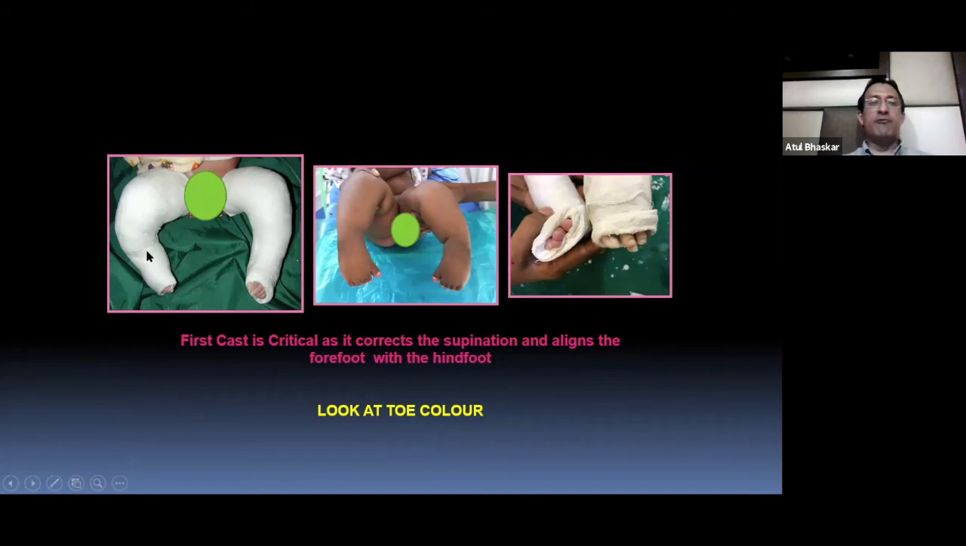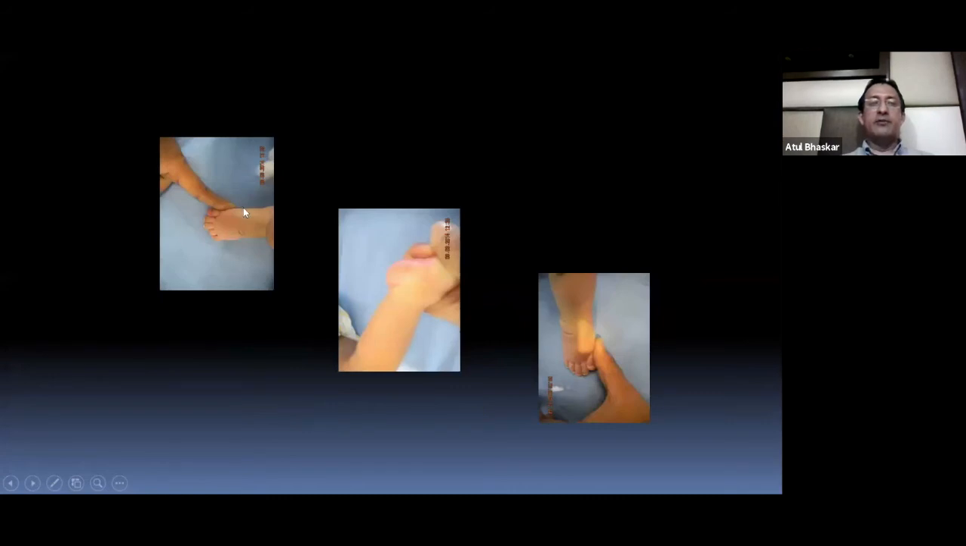The common question is, why do you flex it? Because the cast doesn't slip, and secondly, you want to relax the gastrosoleus. That's why you don't put a below-knee plaster. Again, when you put the plaster, always look at the toes. Make sure your plaster goes right up to the IP joint so that you're able to stretch the toes as well. And when you're able to get the midfoot straight, you can see that the midfoot score is 0.